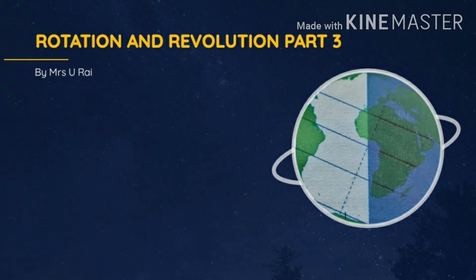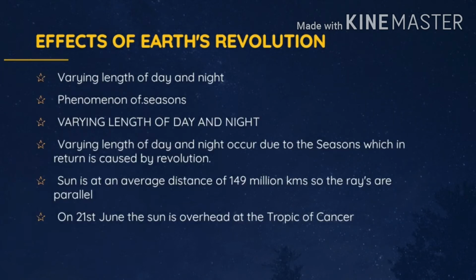And today, basically, we are going to deal with the effect of revolution. There are two effects of Earth's revolution, that is, varying length of day and night, and the phenomenon of seasons, or the occurrence of seasons, we can say. So these two topics we are going to deal with one by one.